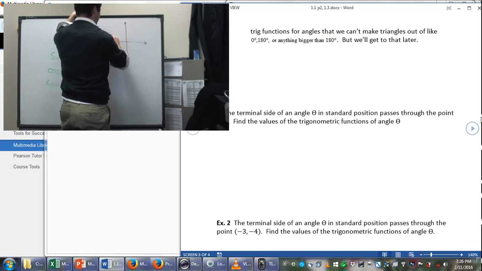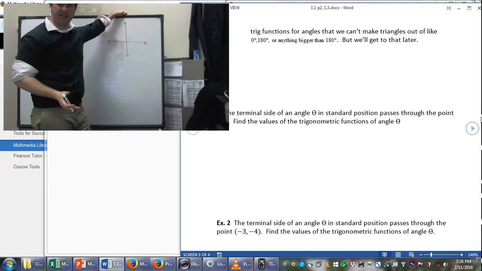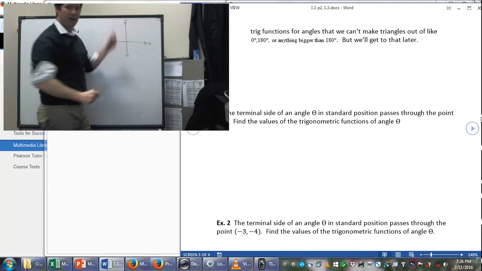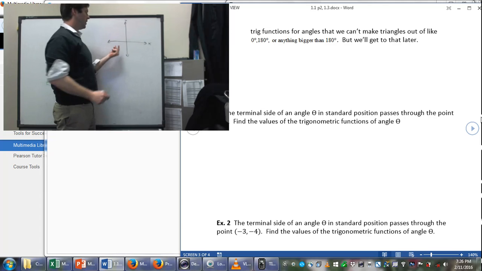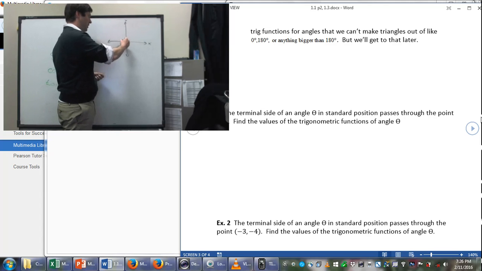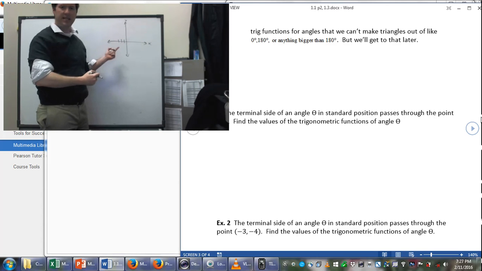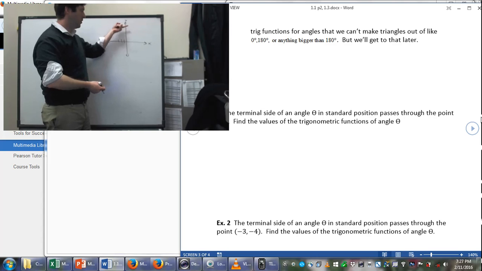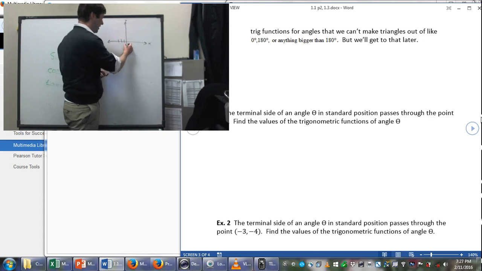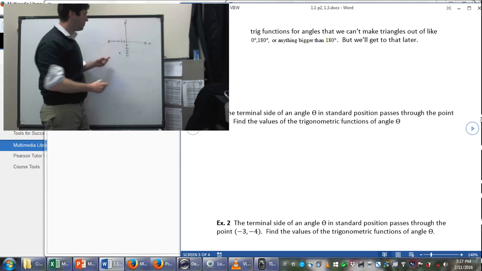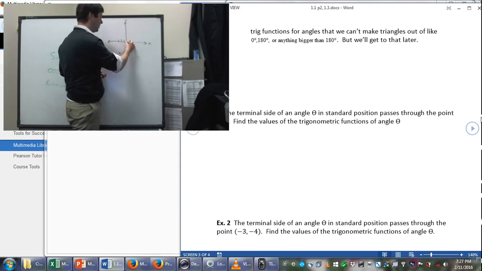So now that we've got our radius, 17, now it's really easy to find our trig functions. This is 15 over 17, right? It's y over r. X over r is just 8 over 17. And then y over x is 15 over 8. Okay. So, I mean, that's really it.